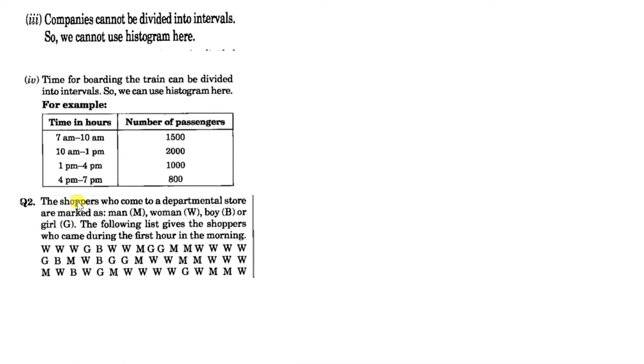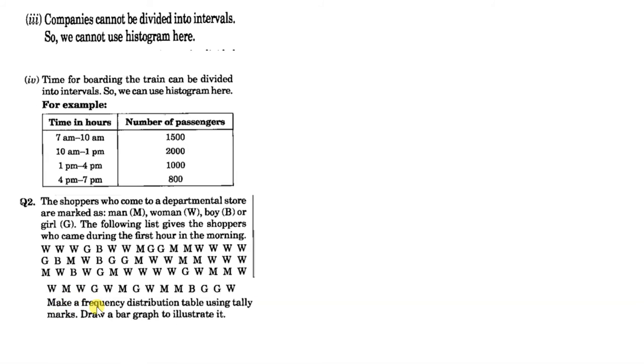Now, the next question is, the shoppers who come to a departmental store are marked as man, woman, boy and girl. एक डिपार्टमेंटल स्टोर में जो लोग आ रहे हैं उन्हें 4 कैटेगरी में डिवाइड किया गया है, मैन, वुमेन, बॉय एंड गर्ल. And the following list gives the shoppers who came during the first hour in the morning. सुबह के पहले घंटे में जो लोग आए हैं उनकी ये लिस्ट बनाई गई है. Make a frequency distribution table using tally marks and draw a bar graph to illustrate it.